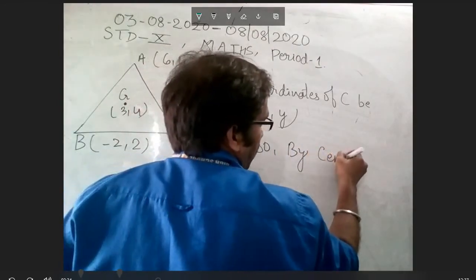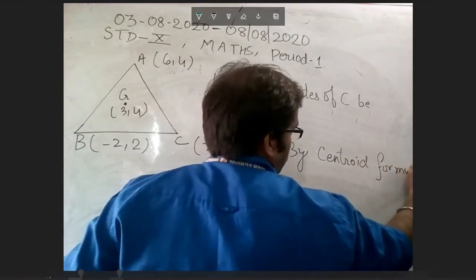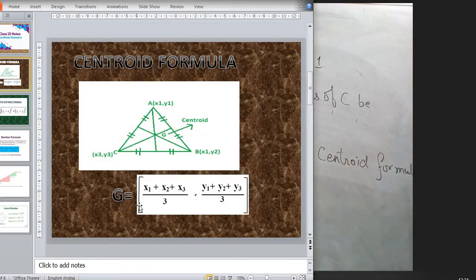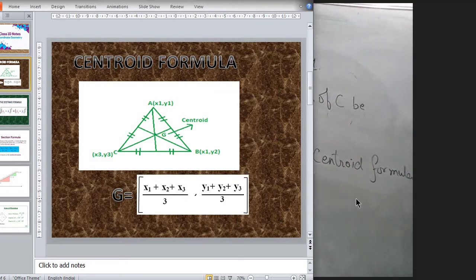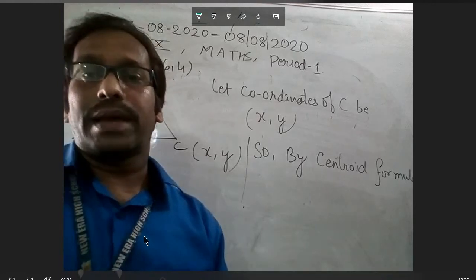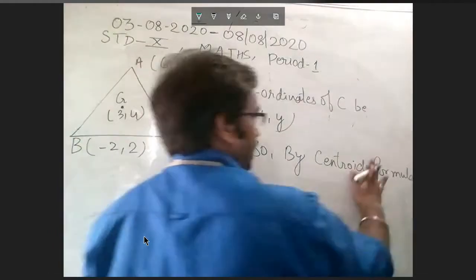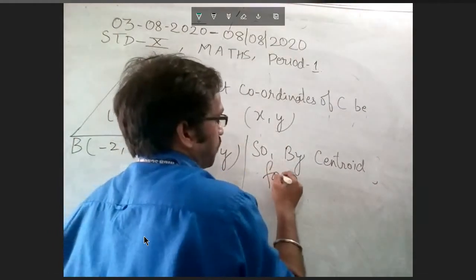So by the centroid formula, now we are going to use that centroid formula. What is that? You know very well what the centroid formula is. So this is the centroid formula: (x1 plus x2 plus x3) by 3, (y1 plus y2 plus y3) by 3. This centroid formula we are going to use here. So how? See this. First of all, I will write the coordinates of point x here.